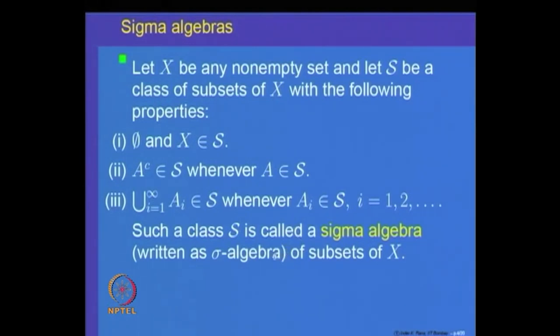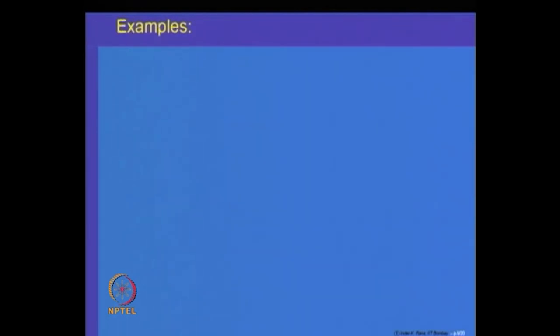So, let us just emphasize once again, a sigma algebra of subsets of a set X is a collection which includes the empty set and the whole space. It is closed under taking complements. So, if A belongs to S, A complement belongs to S, and whenever you take a sequence Ai of elements of S, their union is in S. That means S is also closed under taking countable unions. So, such a class is called a sigma algebra.